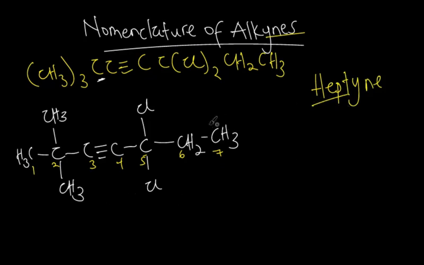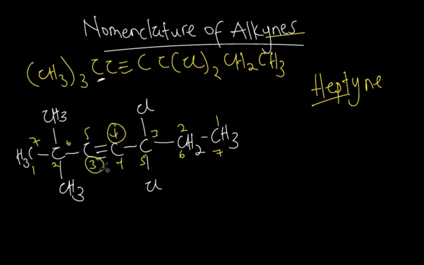Now let me also number the carbons from this side. So this is 1, 2, 3, 4, 5, 6, 7. You can see if we are counting from this direction, our triple bond is on carbon 3. If we are counting from this direction, it's on carbon 4.